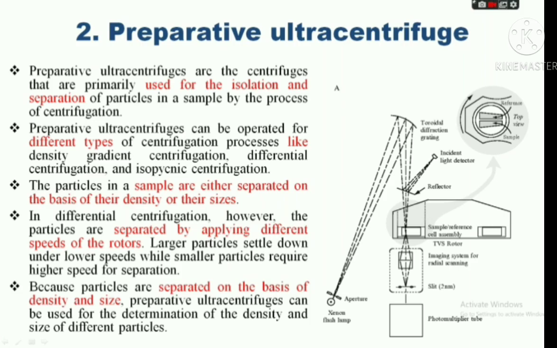So in preparative ultracentrifugation, what happens? Particles are separated on the basis of speed. When low speeds are applied, the larger size particles settle down in the centrifugation tube. When higher speed is applied, the smaller size particles are placed above the larger size particles in the centrifugation tube.